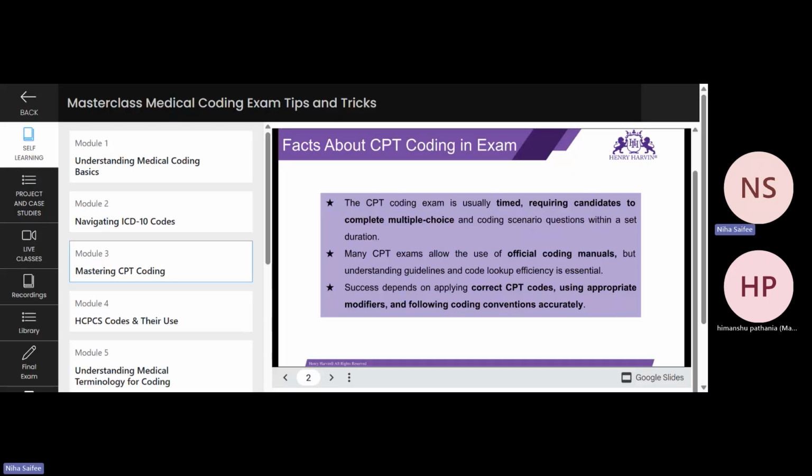So that is what is actually taught in your medical coding course. Success depends on applying correct CPT codes, using appropriate modifiers, and following coding conventions accurately. So that is what I just spoke about. First understand what is written in the medical note, correlate it with your knowledge of medical terminology and anatomy, then understand where you will be able to find that. That way you will be able to search the codes faster and appropriately.